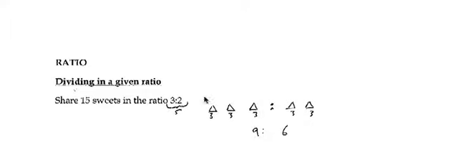Here are the 3 piles of sweets for the first person, here are the 2 piles of sweets for the second person. So if I'm sharing these 15 sweets into these 5 piles, I can see that there will be 3 sweets in each pile. So the first person gets 3 piles of 3 sweets, 9 sweets. The second person gets 2 piles of 3 sweets, 6 sweets.